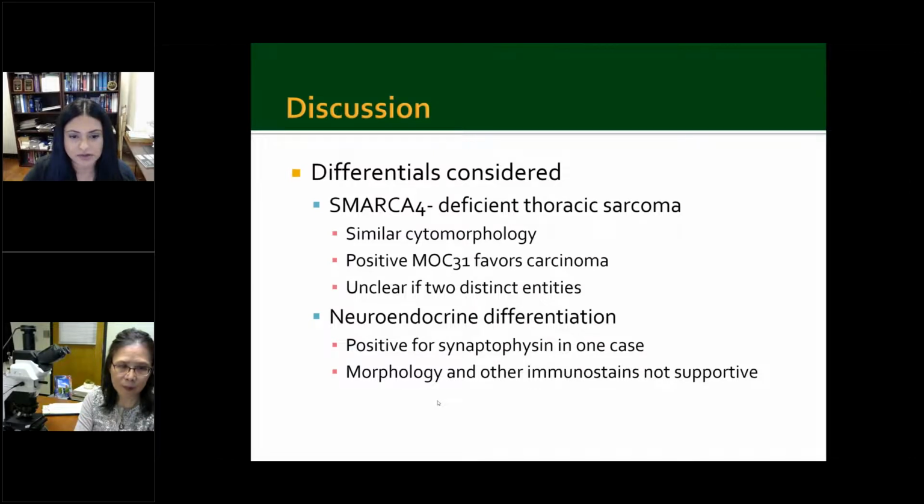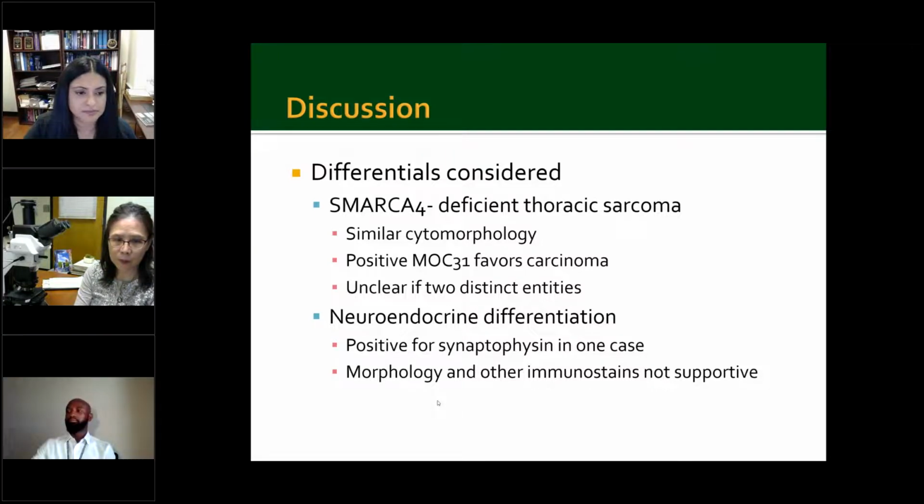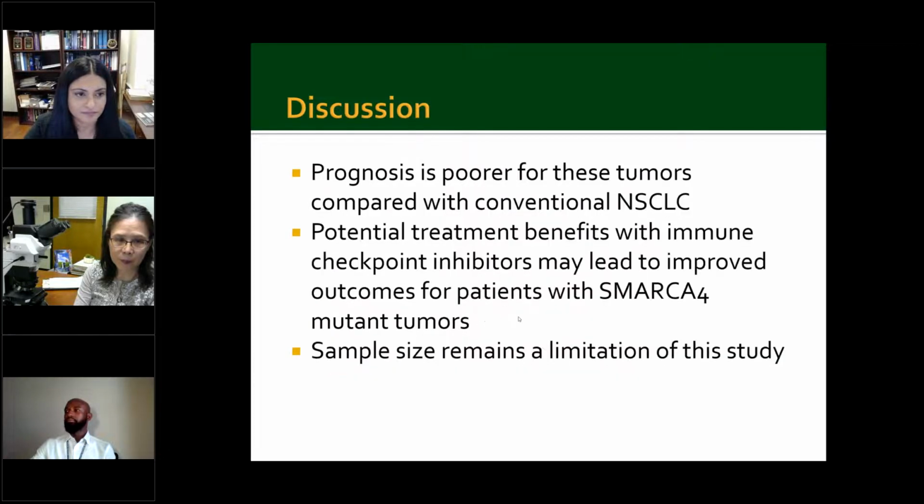That brings me to my next point about neuroendocrine differentiation. There was one case mentioned in this study that was positive for synaptophysin, but overall the morphology and other immunostains were not supportive that it was a small cell carcinoma, for example, or had neuroendocrine differentiation. Another point to take home about these tumors is that they have a poorer prognosis compared with conventional non-small cell lung carcinomas. That's really important to the patient's treatment because there potentially could be some benefit to these patients with use of immune checkpoint inhibitors. This may lead to improved outcomes for patients with a SMARCA4 or BRG1 deficiency. At our institution, the practice has not truly been standardized, and I'm sure that's true of other institutions, but it's something the clinicians want to be aware of if it exists.